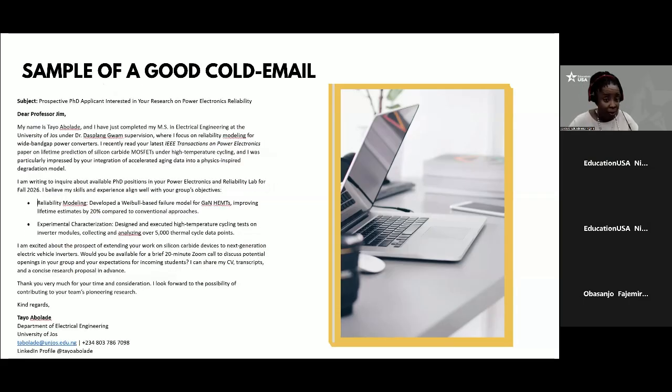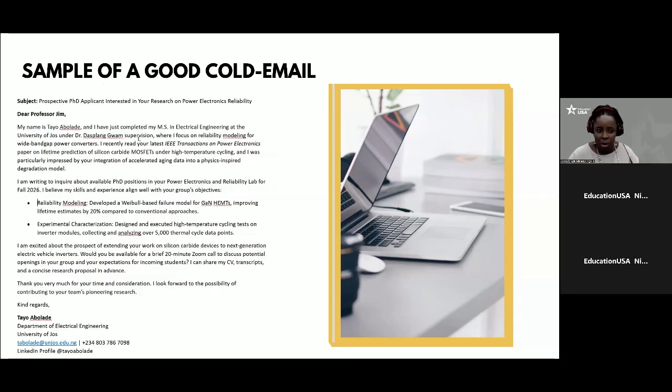So this is another very good sample of a very good cold email, where I like the subject line, "I'm a prospective PhD student and I'm interested in XYZ." Introduce yourself, tell them what you've done, talk about the professor that I worked under, what I'm really working on at this point in time. And you're asking the PI a lot of questions, you're writing to inquire about PhD positions.